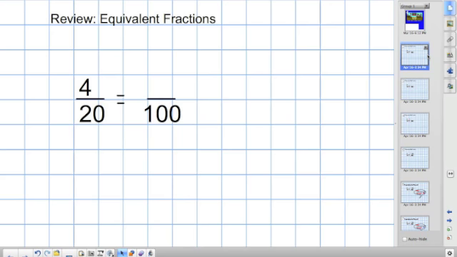This time we want to turn the 4 over 20 to an equivalent fraction with the denominator of 100. How did that 20 denominator turn into a 100 denominator? If we multiply 20 by 5, we get 100. And our golden rule says, whatever we do to the bottom, we must do to the top. So we then multiply the top by 5, and our answer becomes 20. Hopefully that quick review of equivalent fractions will help in tonight's lesson.